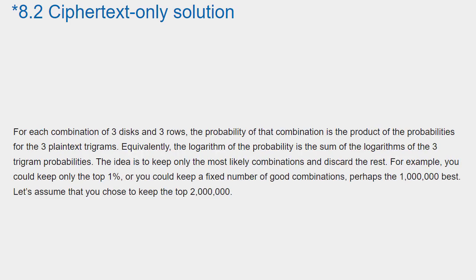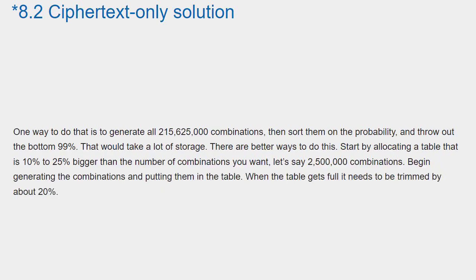For each combination of 3 disks and 3 rows, the probability of that combination is the product of the probabilities for the 3 plaintext trigrams. Equivalently, the logarithm of the probability is the sum of the logarithms of the 3 trigram probabilities. The idea is to keep only the most likely combinations and discard the rest. For example, you could keep only the top 1%, or you could keep a fixed number of good combinations, perhaps the 1 million best. Let's assume that you chose to keep the top 2 million.